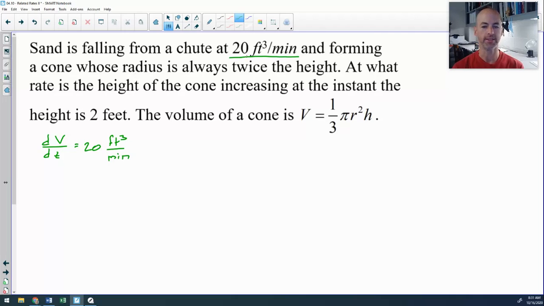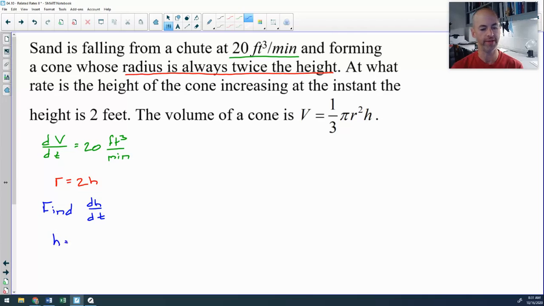The radius is always twice the height. That's a good piece of information. Radius is twice the height. I'm going to write that down. At what rate? Here's the question. At what rate is the height increasing? So we are trying to find the rate of change of the height, dH dt, at the instant the height is 2 feet.